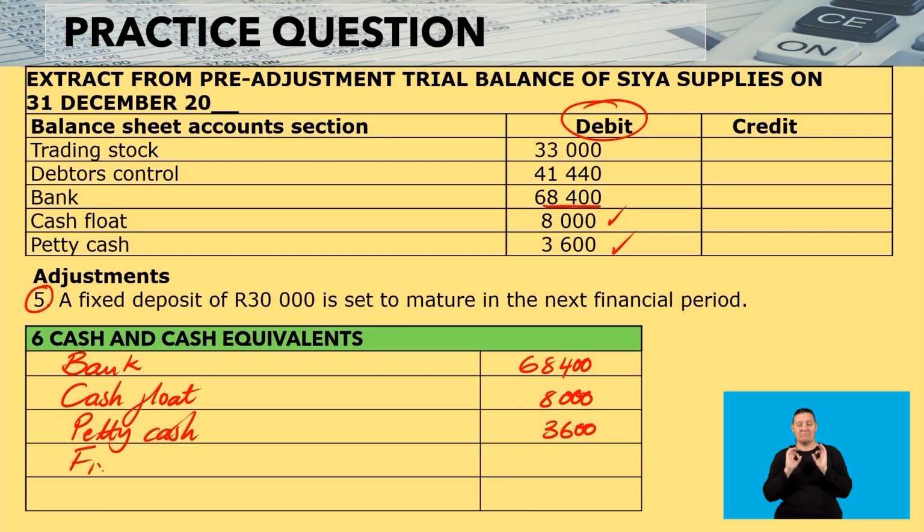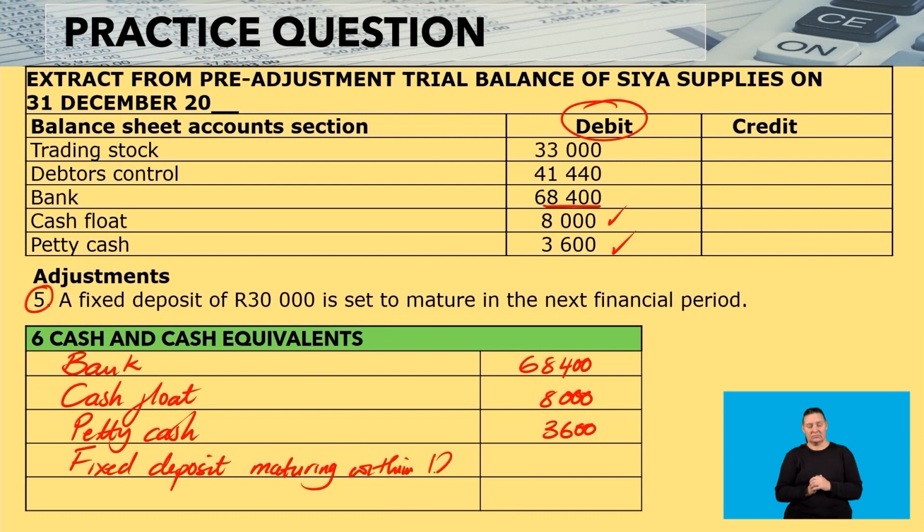So I'll say fixed deposit. I'll record my fixed deposit maturing within 12 months, and that is for 30,000. I'll then add all these four amounts. If I say 68,400 plus 8,000 plus 3,600 plus 30,000, that will give me 110,000. That becomes the total for my note number 6.